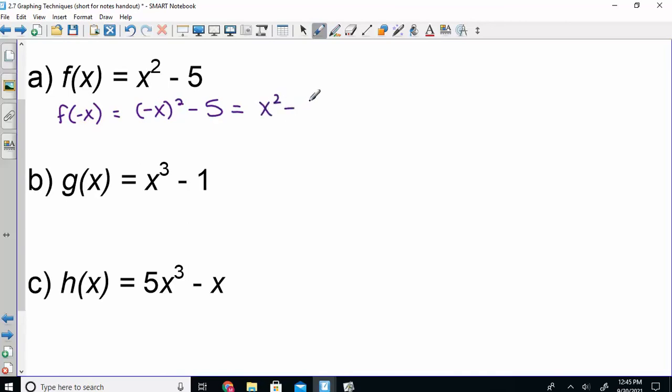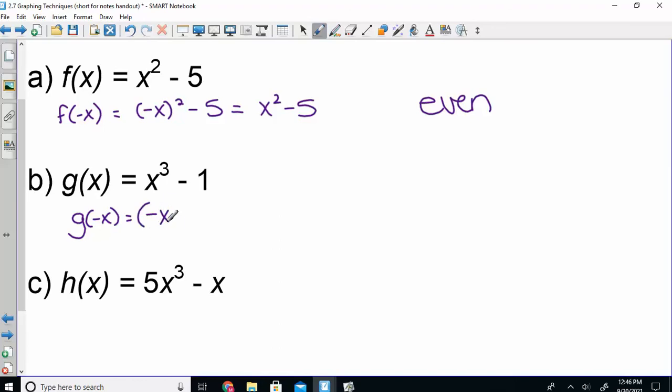If it turns out to be the original function, that means both a positive x and a negative x give the same thing. So that means it is even, or symmetric to the y-axis. So if you plug in negative and you get the original, it's even. If you plug in a negative and you get the exact opposite, that's odd. And if you plug in negative and you don't get what you started with or the complete opposite, it's neither.